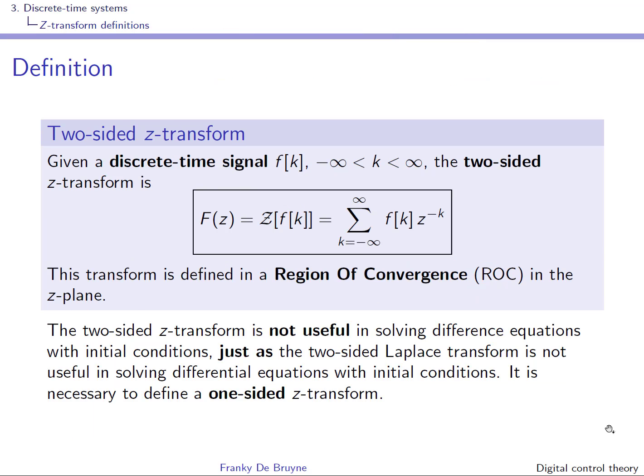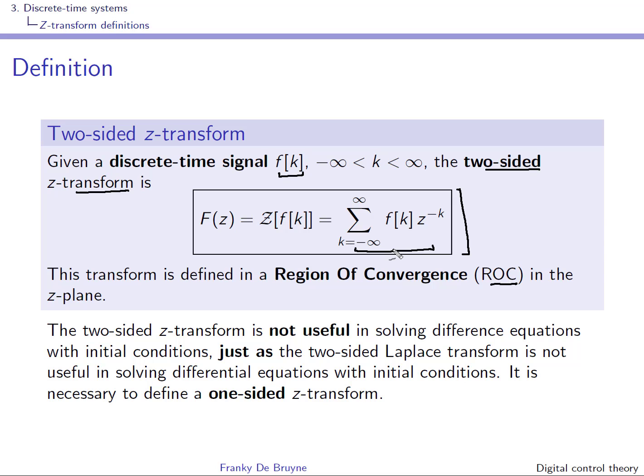So if we're given a discrete time signal f of k, we can compute its two-sided z-transform using the definition that we have shown here in the previous slide. This transform is associated with a region of convergence, and the region of convergence is the region where this sum over here will converge. Remember that in the Laplace transform we also had this two-sided Laplace transform, and it was not very useful in solving differential equations with initial conditions.